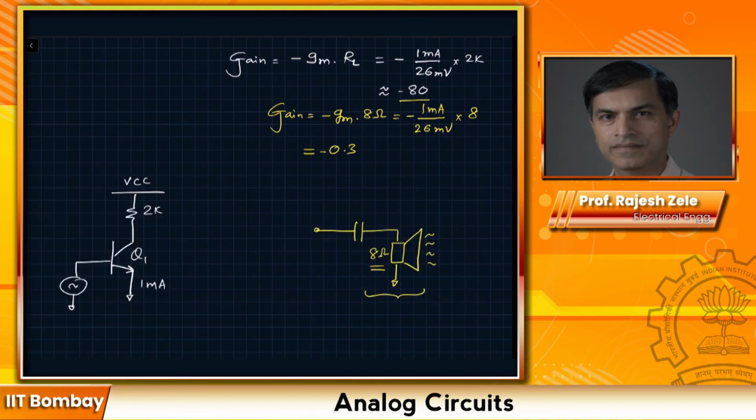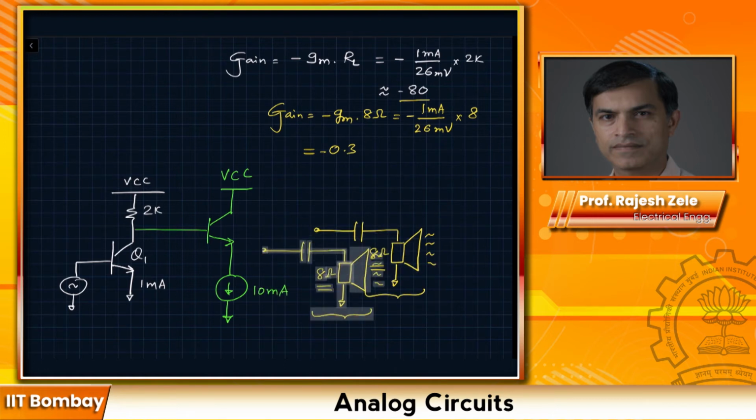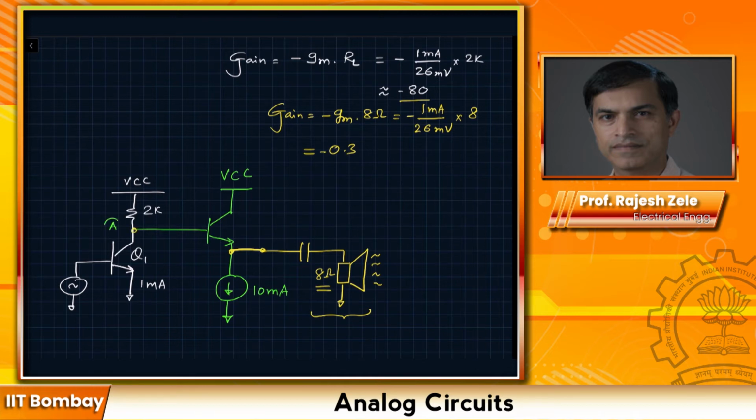And I'm going to add an emitter follower here, which is... Okay. Now let's see what happens. First of all, let's start looking at resistances from different nodes. Let's denote that this node is called A and this is our Vout.